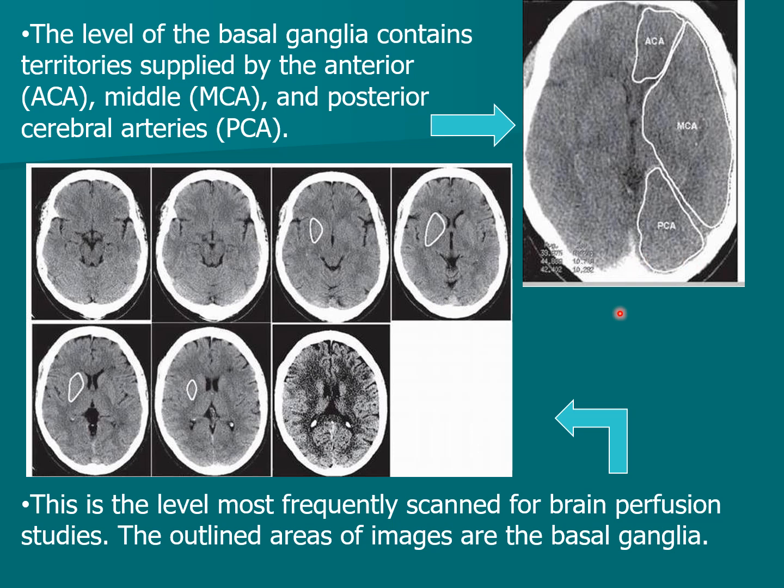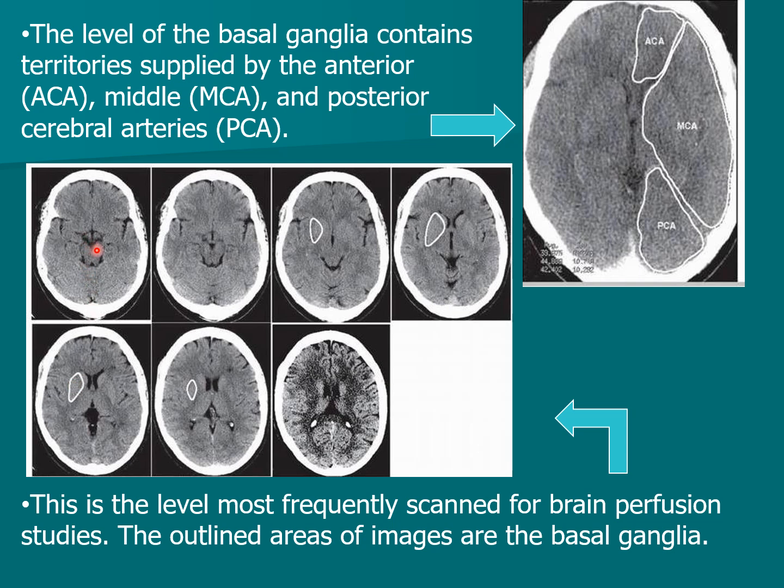When I said earlier, this perfusion study may look at the area of where the basal ganglia are. These outlines here are showing where the basal ganglia are. This level is most frequently scanned for brain perfusion studies. The outlined areas of the images are the basal ganglia. So in this one, this is the basal ganglia.